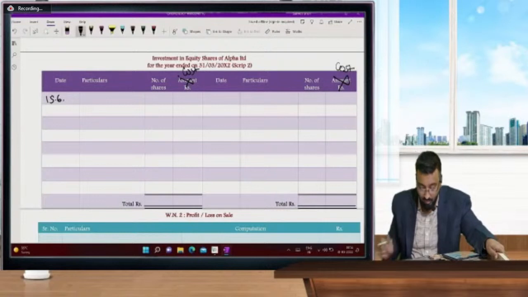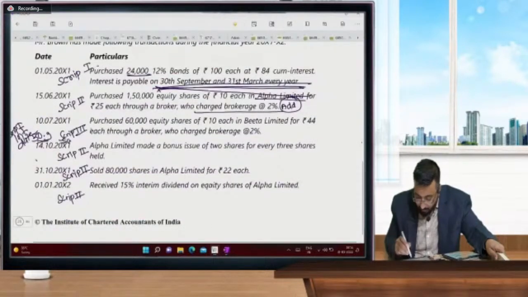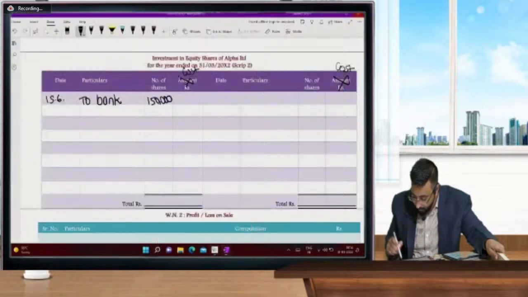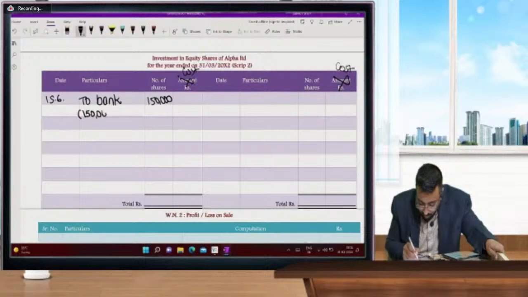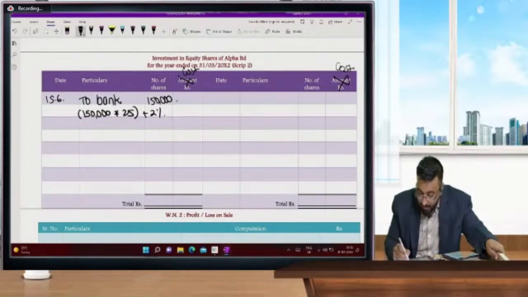15 June. Haan beta. To bank. 1,50,000 equity shares. At what price beta? 25. 1,50,000 into 25 plus 2% brokerage. 38 lakh 25,000. Next date.